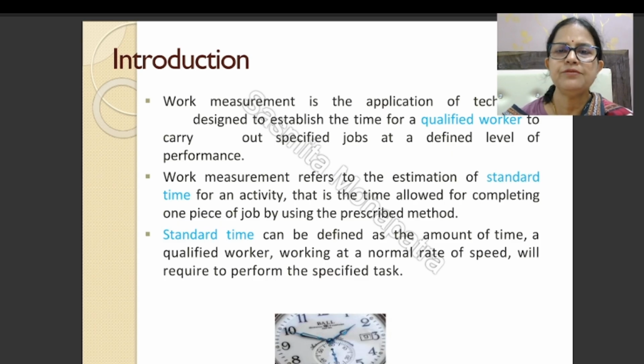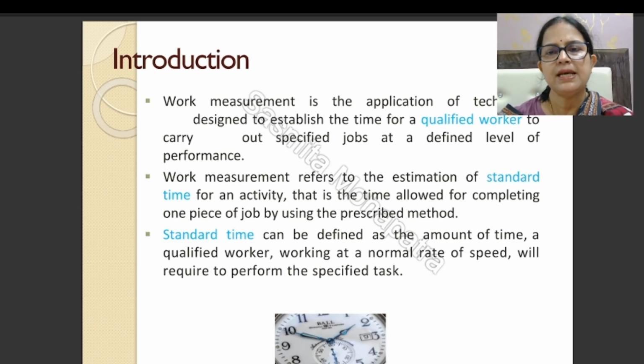Work measurement refers to the estimation of standard time for an activity. We fix a standard time to complete a particular activity or job. That is the time allowed for completing one piece of job by using the prescribed method. Standard time can be defined as the amount of time a qualified worker working at a normal rate of speed will require to perform the specific task.